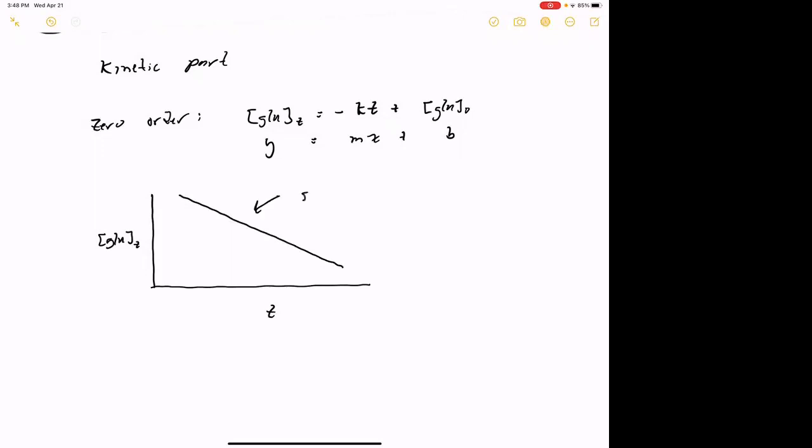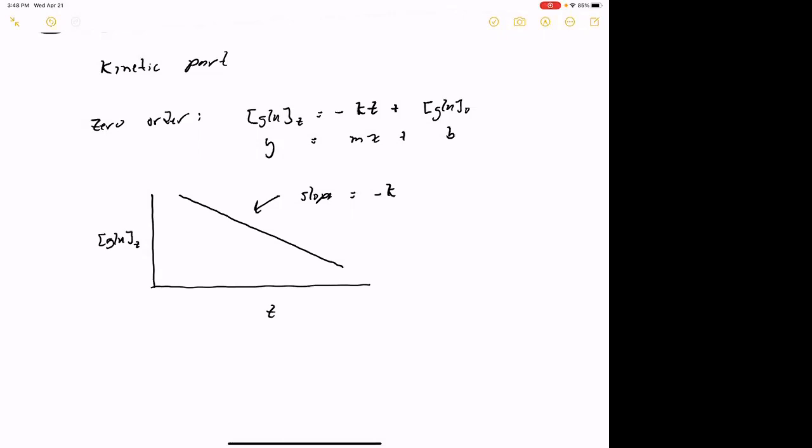And what do we know here? We know that the slope is going to equal minus K, which is my rate constant, right? And you can tell here what the units of the rate constant ought to be from the slope, right? So it looks like it ought to be molar per second, right? Rise over run. So molarity on the y-axis, time on the x-axis.